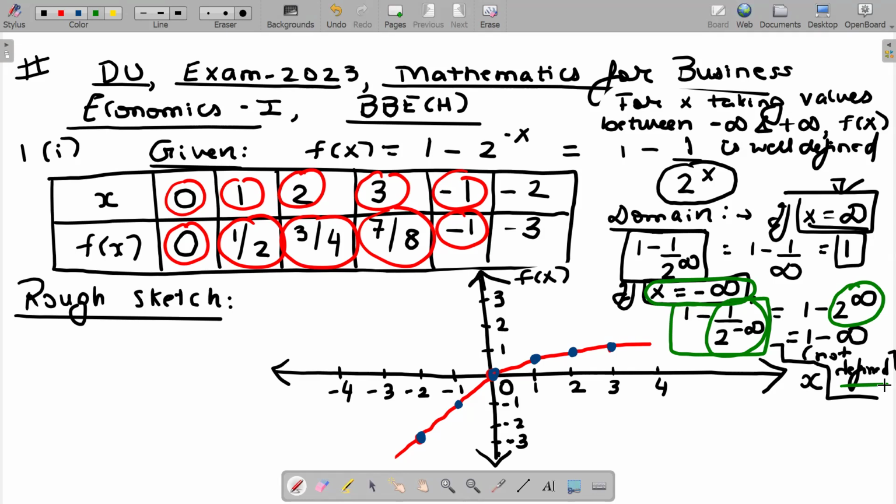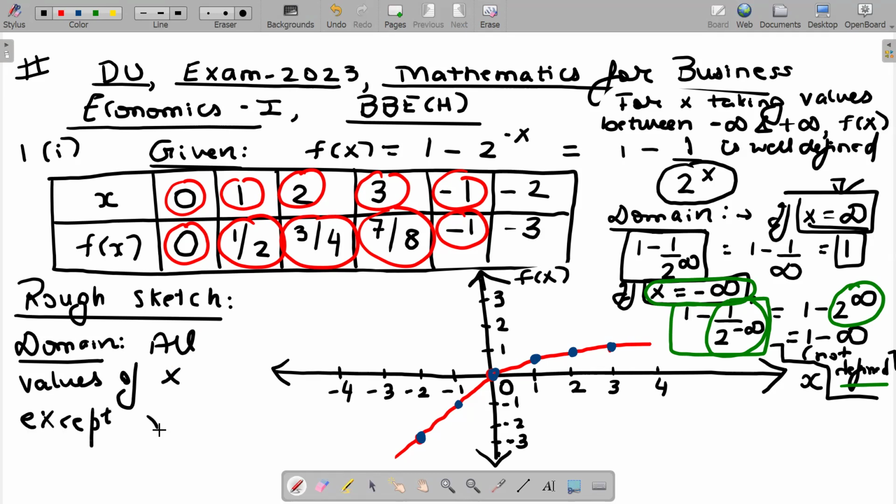So I can say that the domain is all values of x except x equal to minus infinity. That means the function f of x given to us in the question is defined for all values of x except x equal to minus infinity.